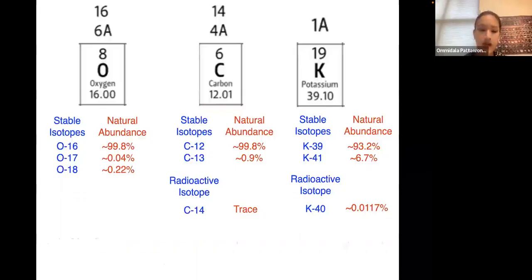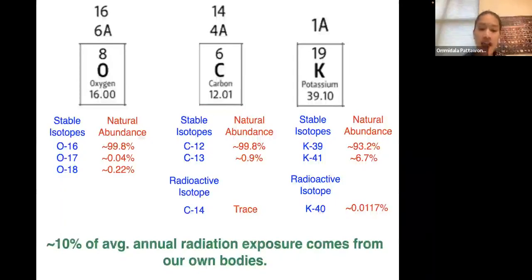From your diet, it turns out that 10% of the average annual radiation exposure comes from our own bodies, because our bodies contain carbon-14 and also potassium-40, which can decay and give off radiation. But the reason we don't feel anything is that the amount is just not detectable. It's very low.